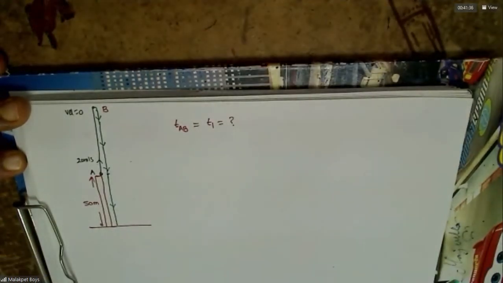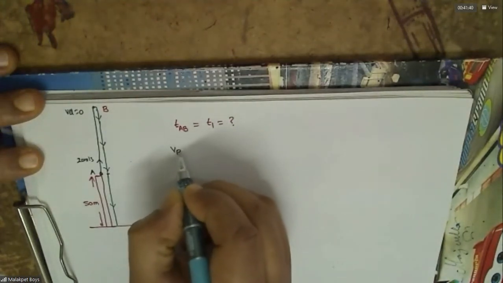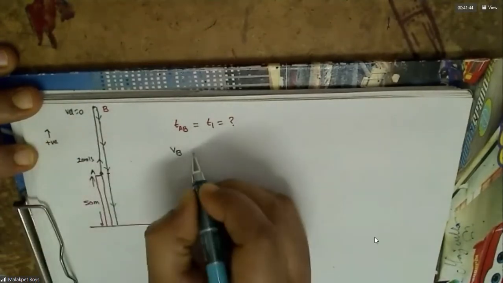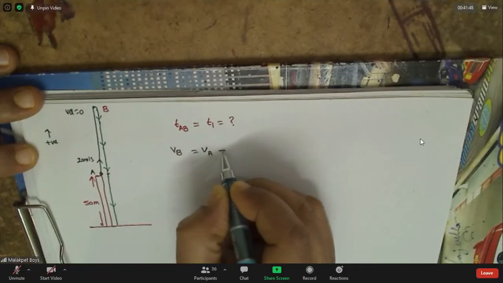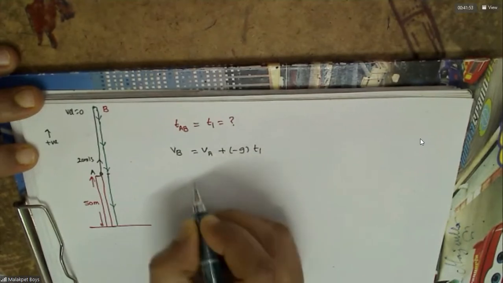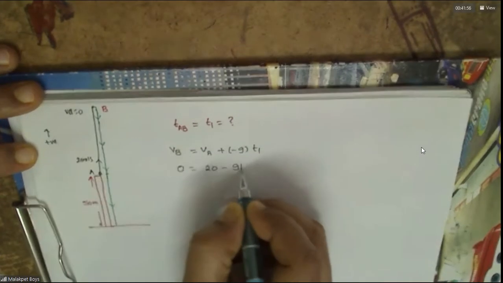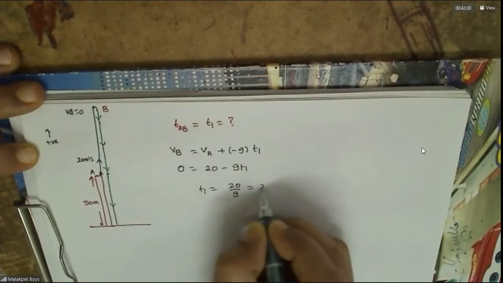Very easy one only. I am taking throughout motion. We should keep the same sign. VB is VA plus minus G T1. This is 0, 20 minus G T1. So what is T? 2 seconds.